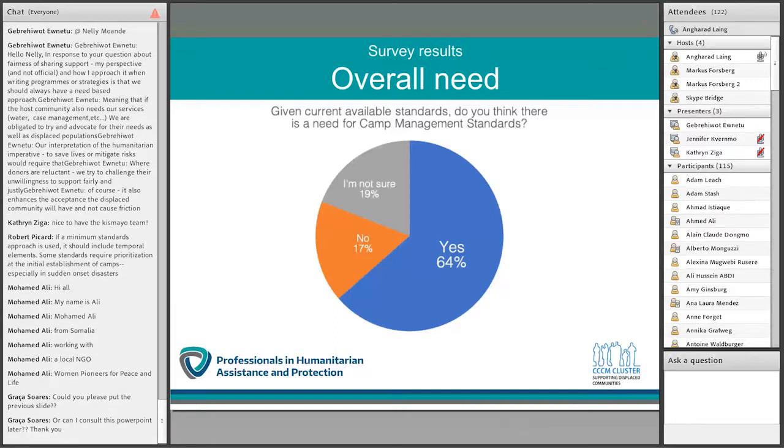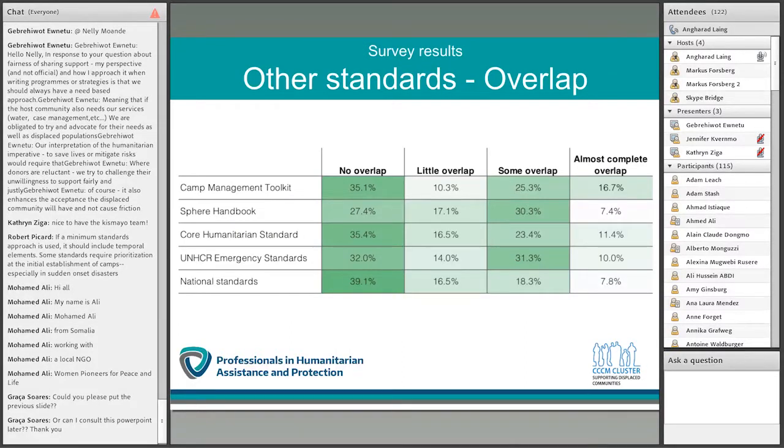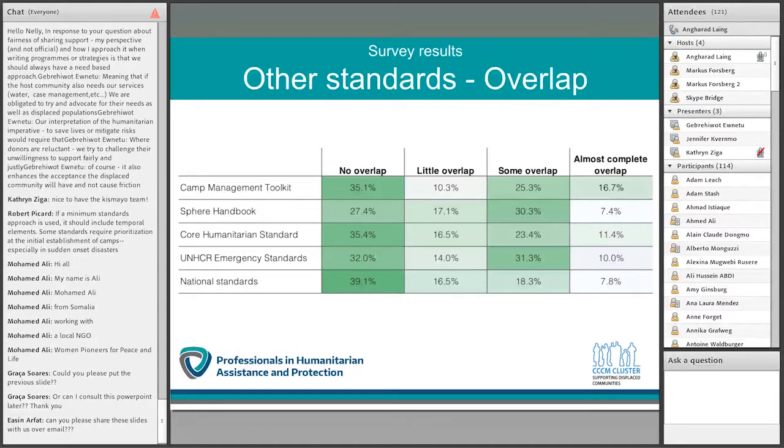Okay, great. Marcus, could we go back one slide so that we can all take another look at that other standards overlap? Perfect. Thank you. I wanted to turn to Jennifer to see if you have any reflections, seeing these very fresh results regarding perceived overlap with other standards and guidance. Do you have any concerns about this regarding the draft camp management standards? So what are your thoughts?